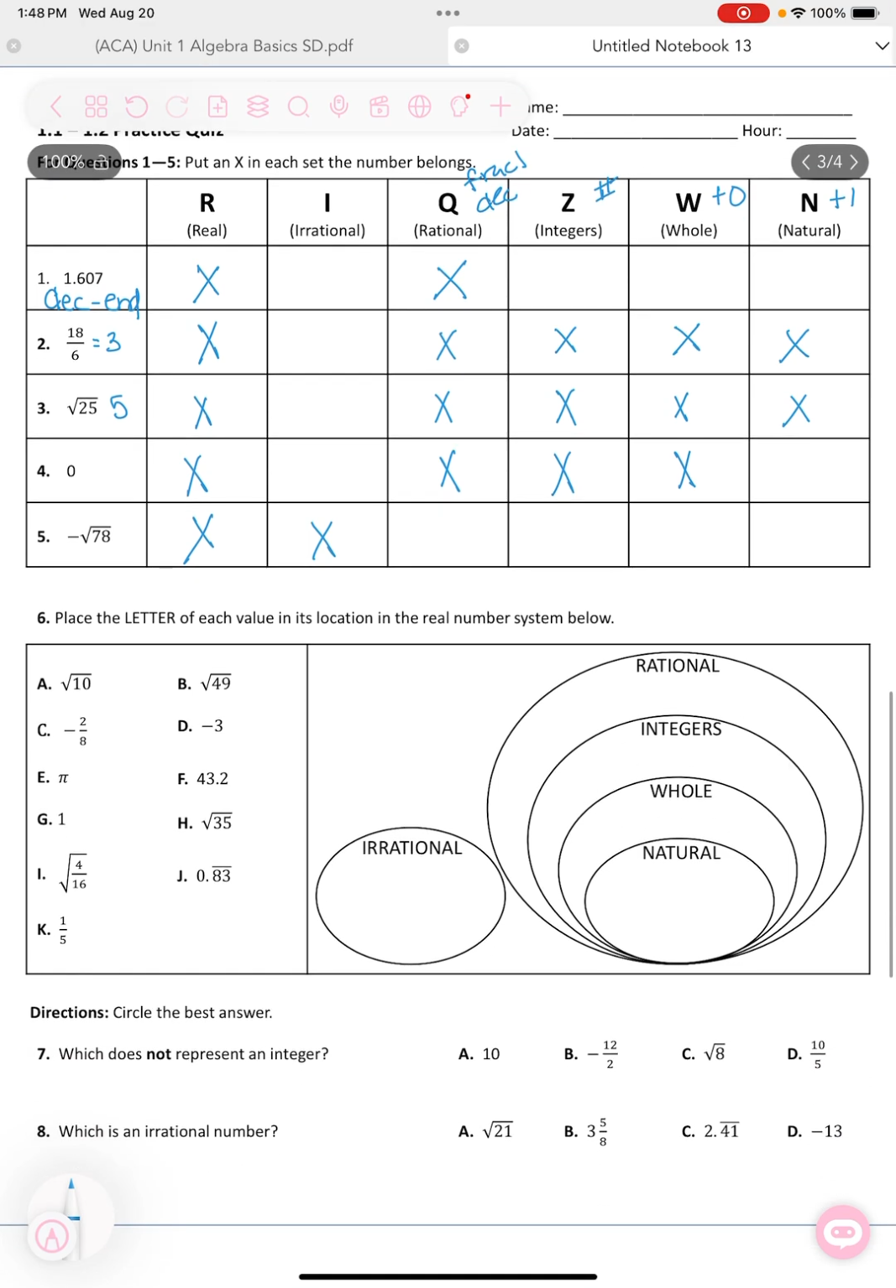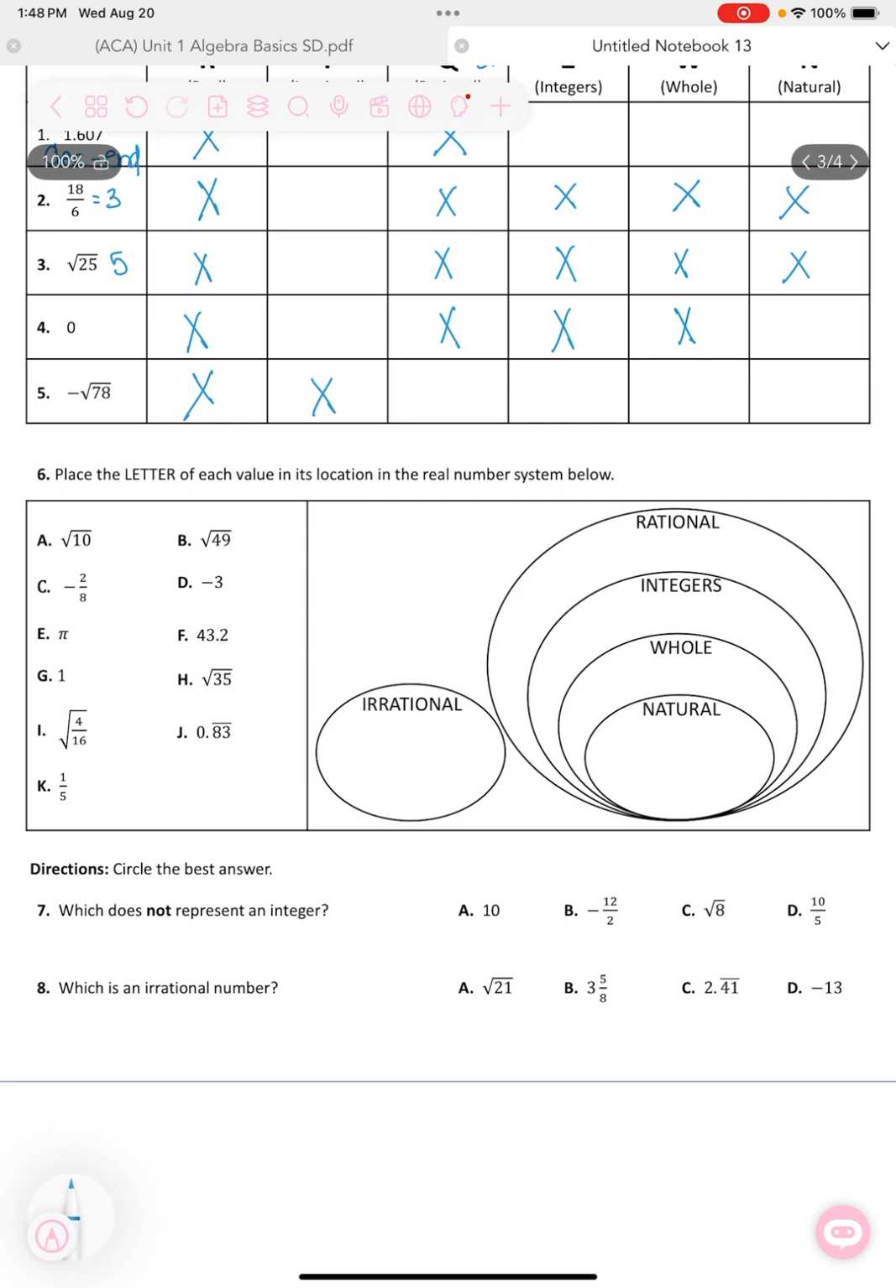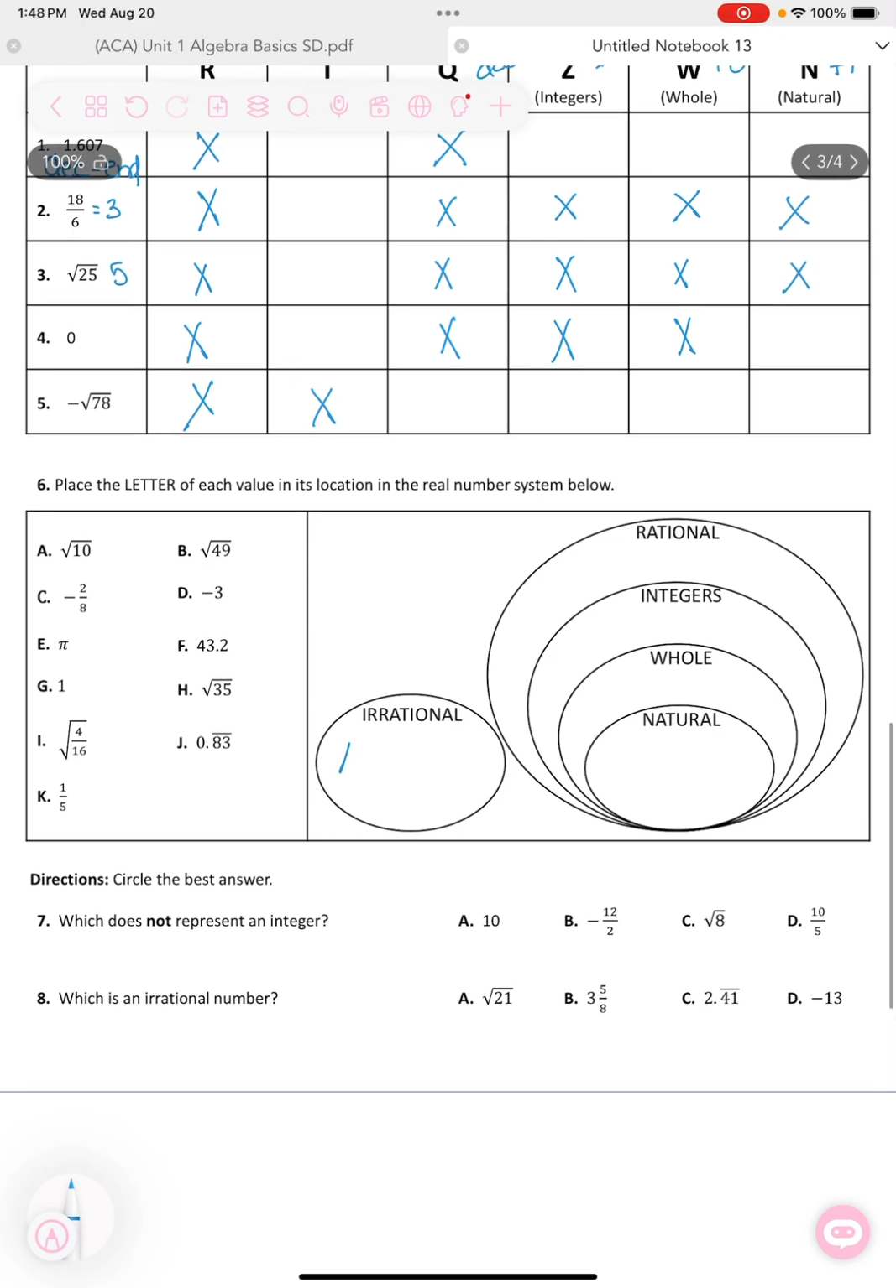Okay, so now we're going down to placing the letter in the location where they belong. So the square root of 10. The square root of 10 is kind of a messy number. It goes on and on forever. So it's going to be A. So this has no end.